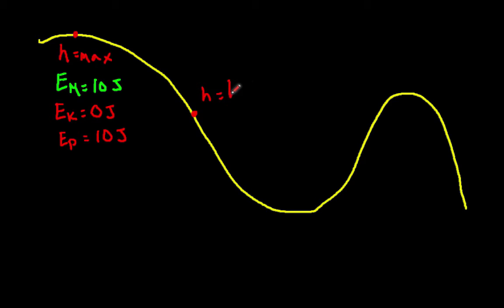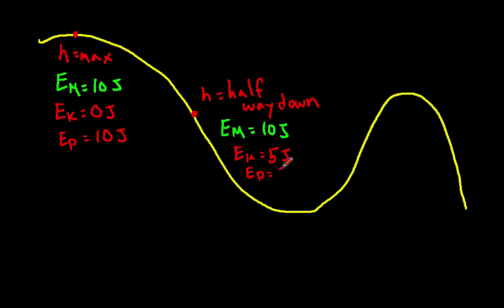Halfway down, half of the potential energy has been converted into kinetic energy. The mechanical energy, according to the law of conservation of energy, must remain the same. It's 10 joules still. The kinetic energy is now 5 joules because the ball has sped up, and the potential energy has decreased accordingly. 5 plus 5 still makes 10.